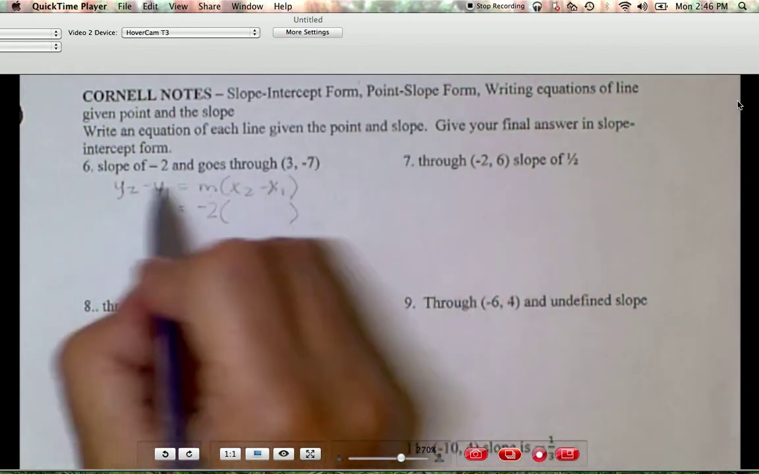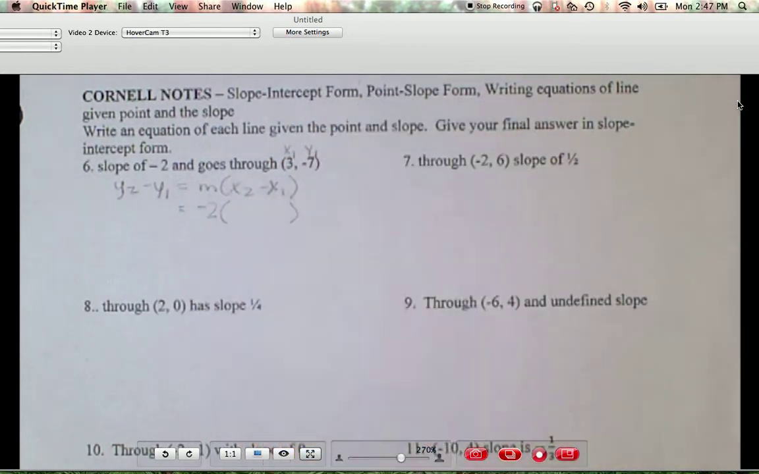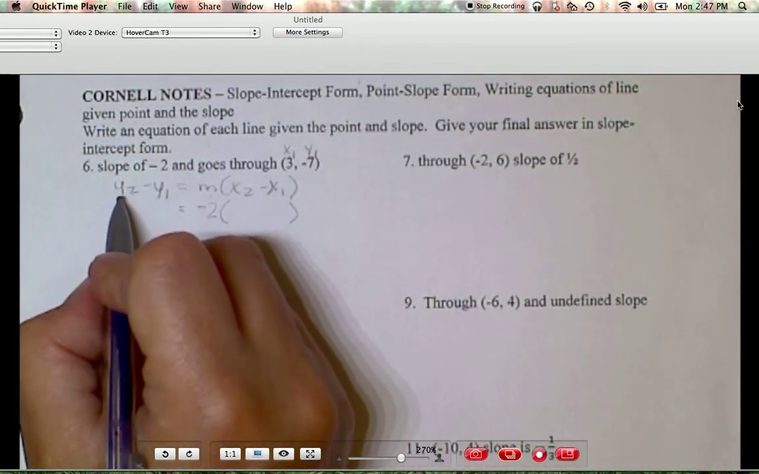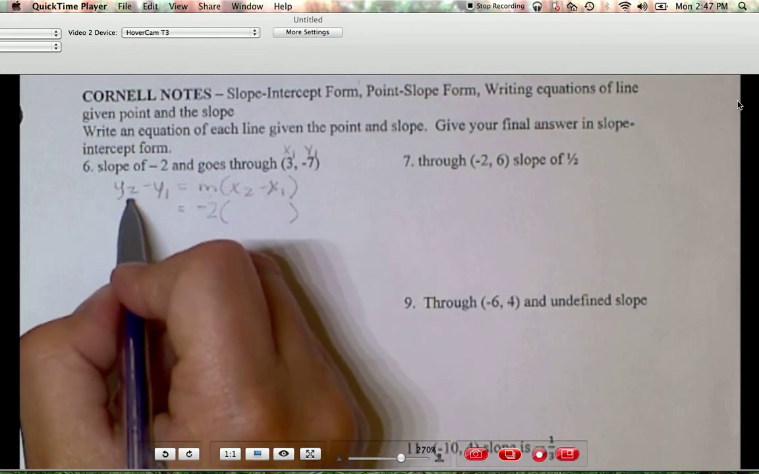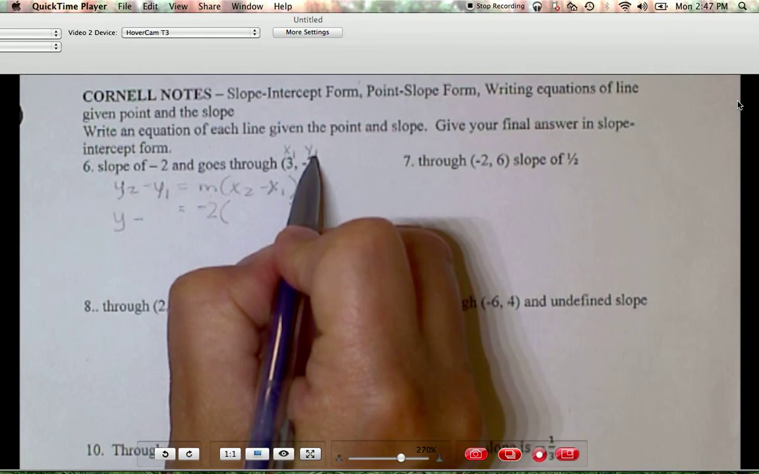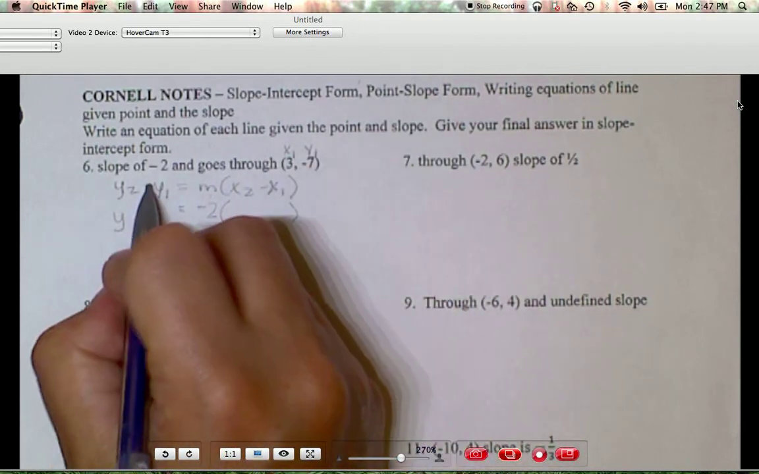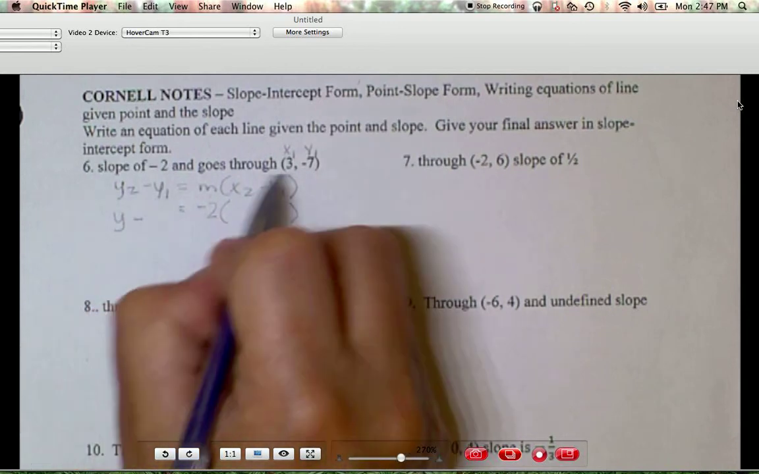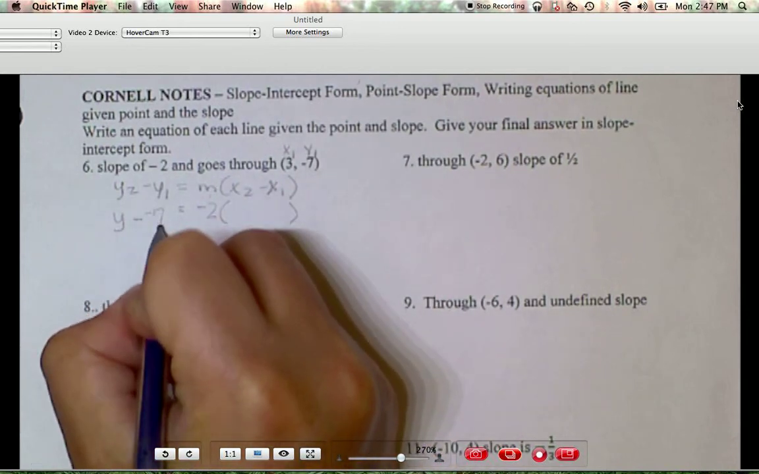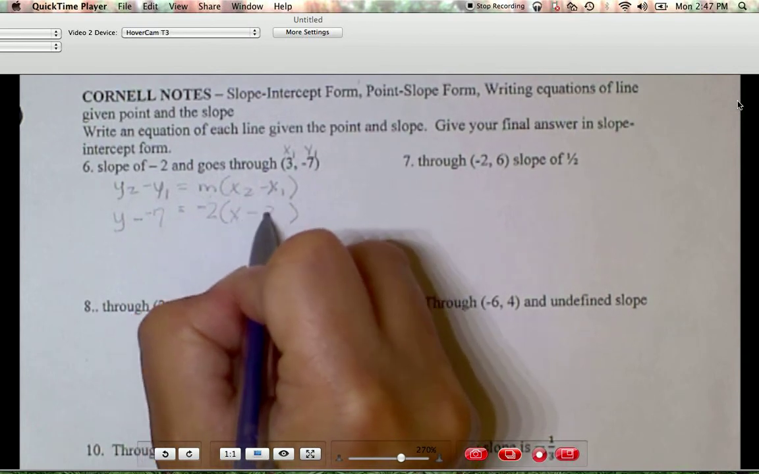Now, in place of the y1 and the x1, this is your x1, this is your y1. And the y2's will just become generic y's. So y minus the first y, or the one that we're given. Now, the y is -7. So the formula says to subtract, and then the y is -7. So we have a double negative going on here. And then this becomes x minus 3.